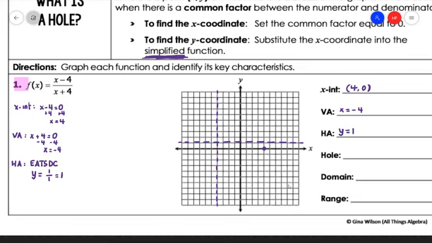And then I also like to find the y-intercept, which we know we find by putting a 0 in for x. So 0 minus 4 over 0 plus 4, negative 4 over 4, which is negative 1. So the y-intercept is (0, -1). So my y-intercept is right here.